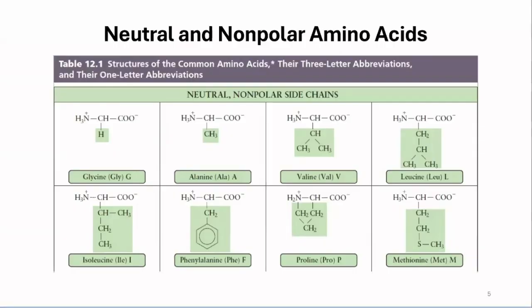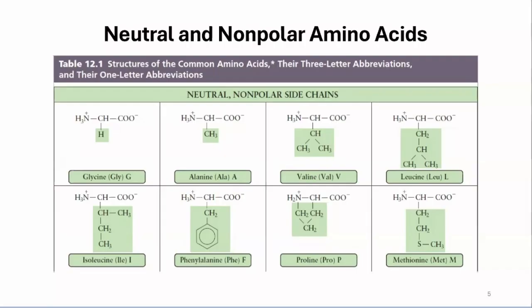Let's start by looking at neutral and nonpolar amino acids. The amino acids that are part of this group are glycine. And one thing that I should mention about glycine, which is in one of the bullet points when we were talking about the stereochemistry of amino acids, is that glycine is the only amino acid out of the 20 that does not have a chiral alpha carbon.